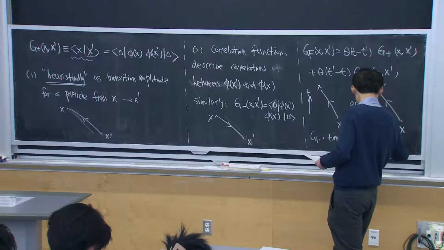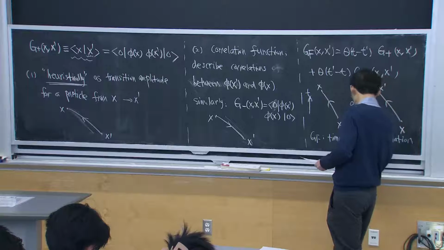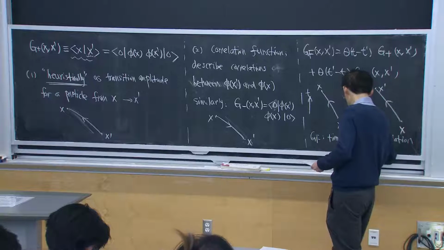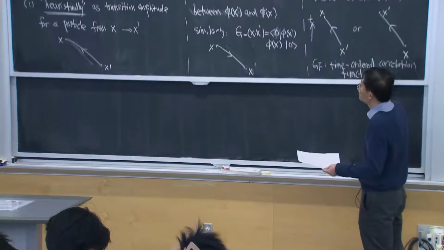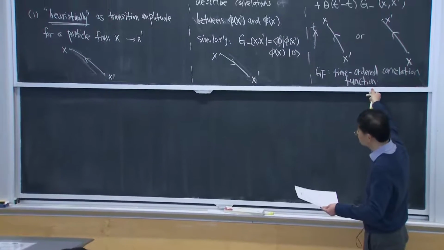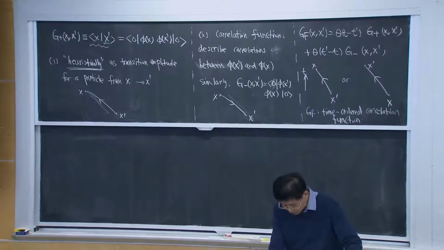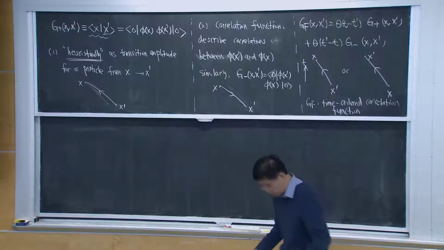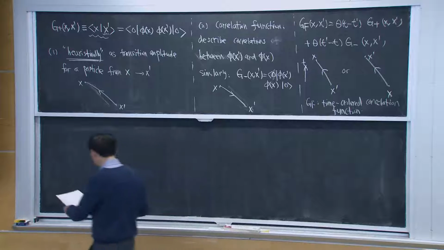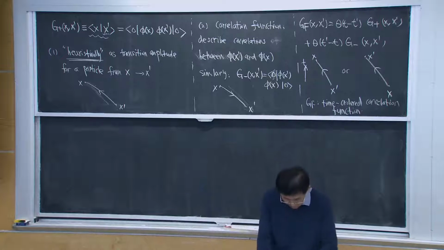Okay. And then we wrote down the expression. So we calculated the expression explicitly for G plus. And we also almost finished the expression for, similarly you can do retarded, etc. And also, any questions on this?